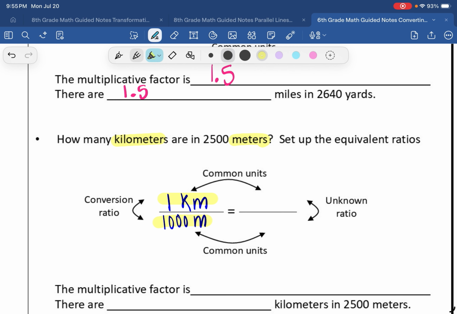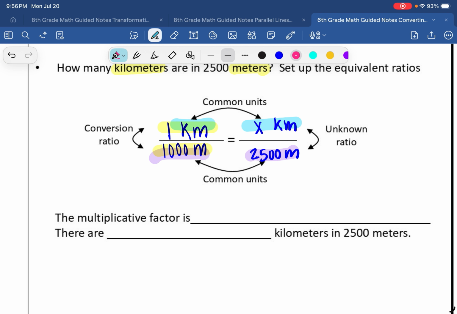And then I'm going to need to put meters on the bottom because that's how I set it up. And then I put kilometers on the top, so I need to keep kilometers on the top. So it says 2,500 meters, so that's going to go on the bottom. And then X kilometers on the top. So my multiplicative factor is right here. What do I multiply 1,000 by to get to 2,500? That's going to be 2.5. Again, if you don't know, you can always divide. 2,500 divided by 1,000. And so I'm going to multiply the top by 2.5. 1 times 2.5 is 2.5. So there are 2.5 kilometers in 2,500 meters.